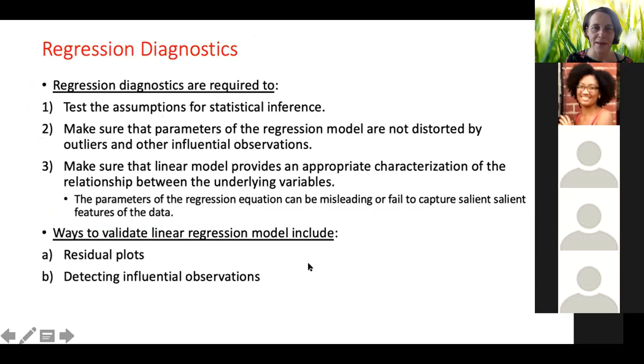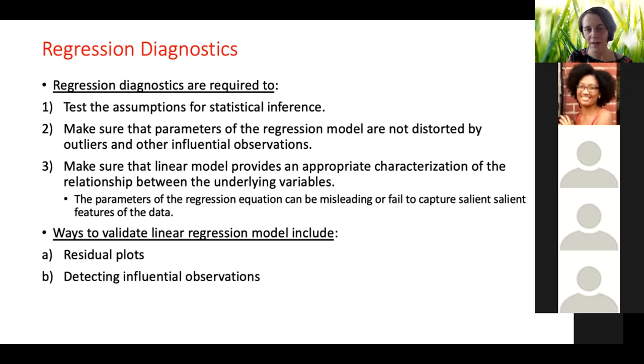So, just to recap, we need to run regression diagnostics to test the assumptions for statistical inference, so that we can generalize our regression model to the target population. We also have to make sure that the parameters of our regression model are not distorted by outliers, or in general, influential observations.